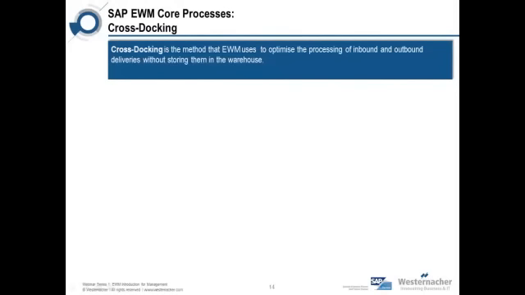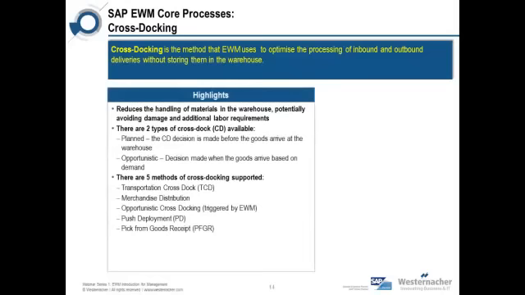The final core process is cross-docking. Cross-docking is the method that EWM uses to optimize the processing of inbound and outbound deliveries without storing the products in the warehouse. Cross-docking reduces the handling of materials in the warehouse, potentially avoiding damage and additional labour requirements. There are two types of cross-docking available. Planned cross-docking: the cross-dock decision is made before the goods arrive at the warehouse. Opportunistic cross-docking: the cross-dock decision is made when the goods arrive based on demand.